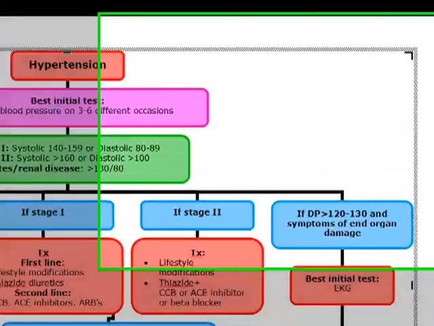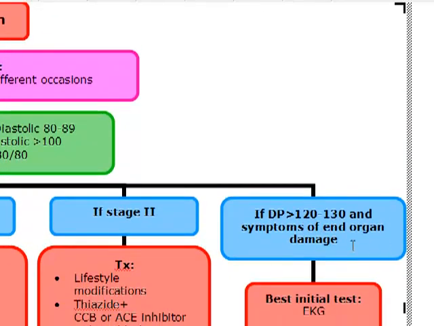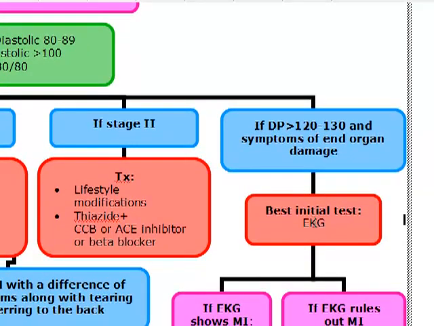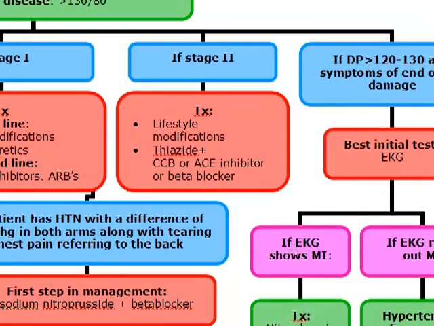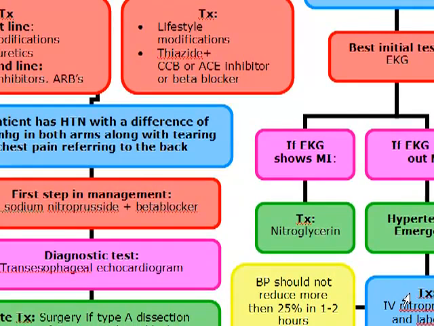Now, if the patient has a diastolic blood pressure of greater than 120 to 130, but they have symptoms of end organ damage, our first initial diagnostic test is going to be an EKG. And if it shows an MI, we've got to go to nitroglycerin. But if the EKG rules out MI, this is a hypertensive emergency, so we've got to do nitroprusside and labetalol. And we've got to make sure that we don't reduce that blood pressure more than 25% in 1 to 2 hours.